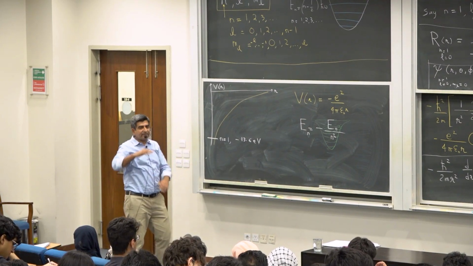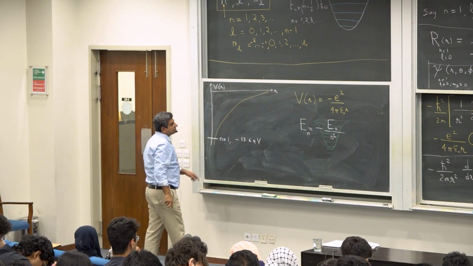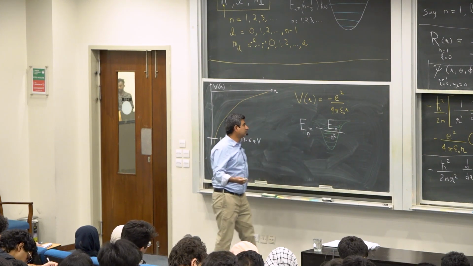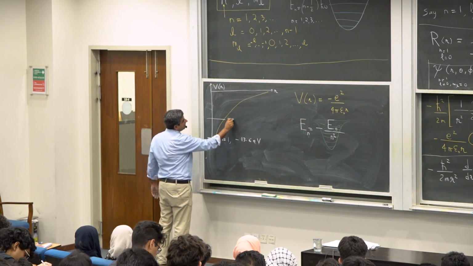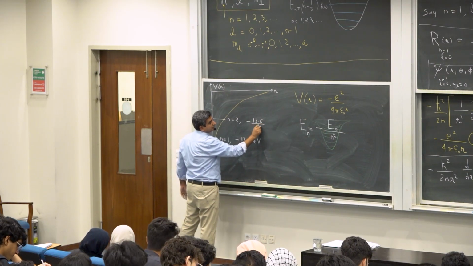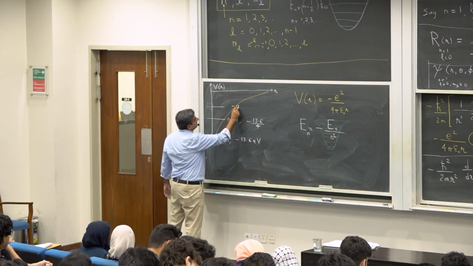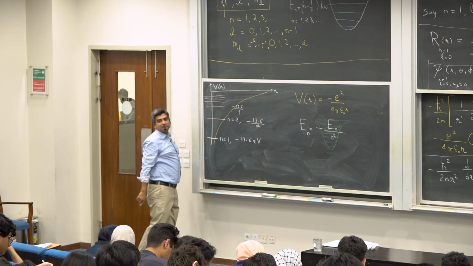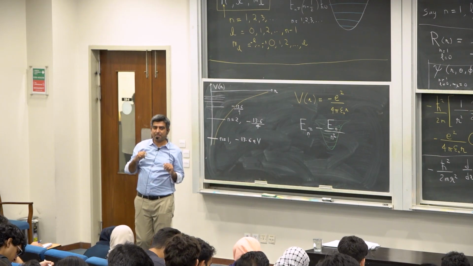The next higher energy level, which is the first excited state, will have an energy of minus 13.6 divided by 4, somewhere here. This is n equals 2, minus 13.6 divided by 4, then minus 13.6 divided by 9 electron volts. So the energy levels become closer and closer together. So these are the energy levels inside a hydrogen atom.